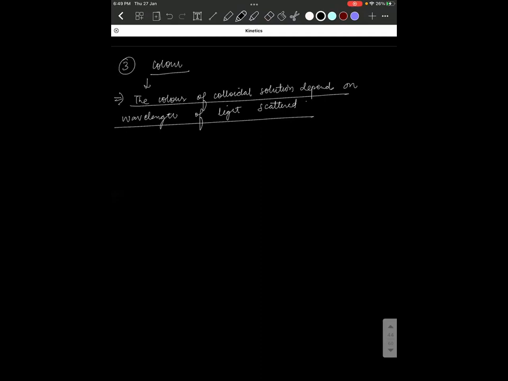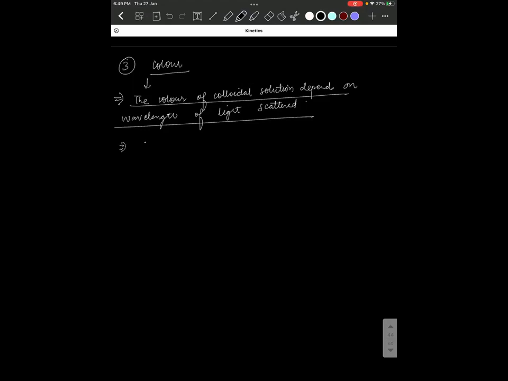If the wavelength of light is shorter, then that color will be visible. That is why we are able to see red color, blue color, all the colors that we can see around. It is because of the light that is falling on those particles, and the color we are able to see depends upon the wavelength of light that is striking. So the color of colloidal solution depends upon the wavelength of light scattered.